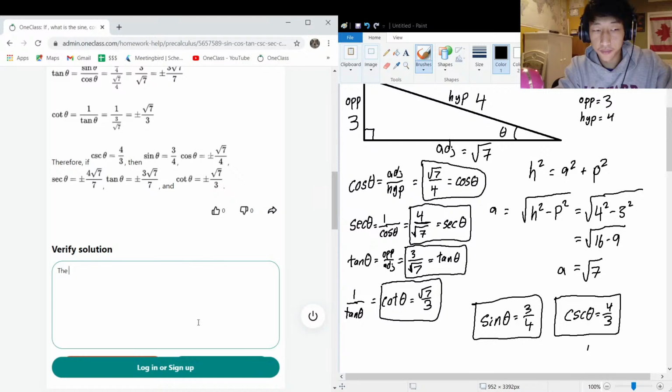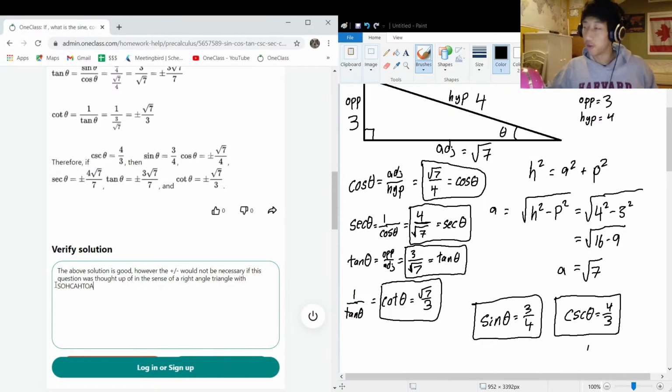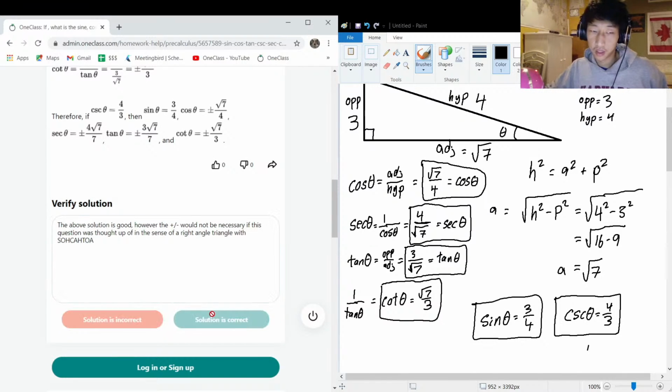The above solution is good. However, the plus/minus would not be necessary if this question was thought of in the sense of a right angle triangle with SOHCAHTOA. Don't forget SOHCAHTOA, it's always there for you. Cool.